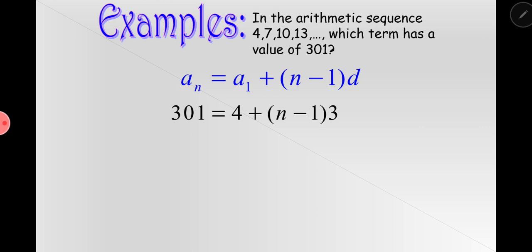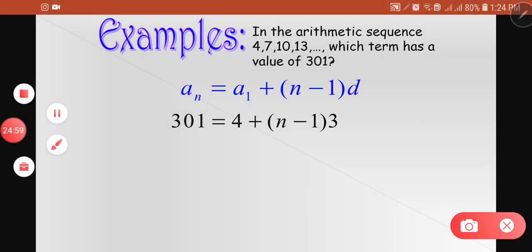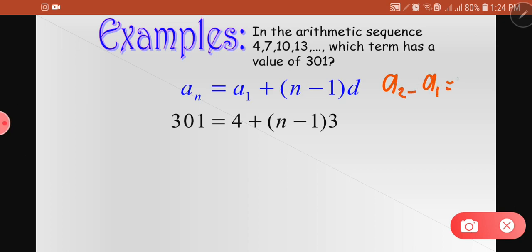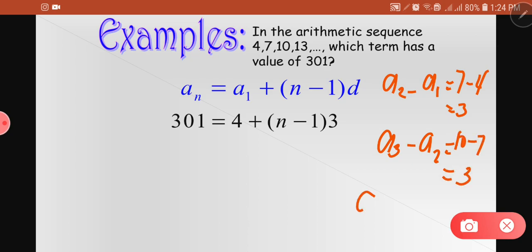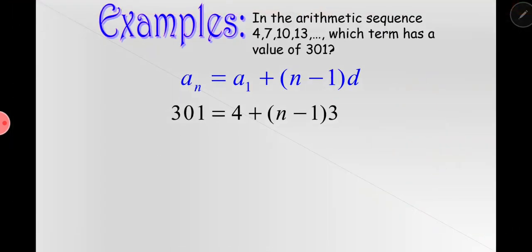So, we have the difference 3 because, again, pagkita natin si difference, a sub 2 minus a sub 1 is equal to 7 minus 4, which is equal to 3. A sub 3 minus a sub 2 is equal to 10 minus 7. We have 3. A sub 4 minus a sub 3 is equal to 13 minus 10. We have 3. So we have the common difference 3.